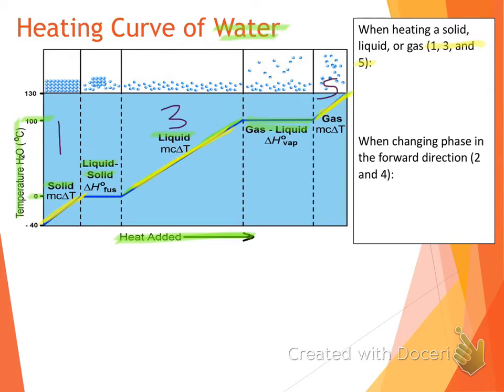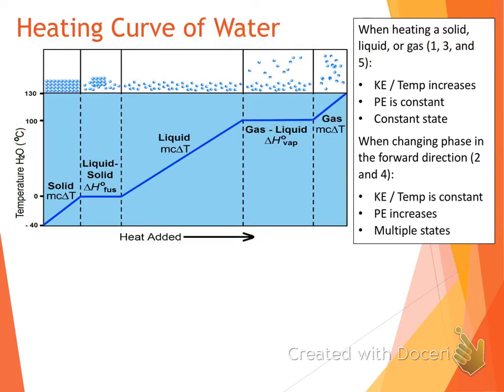As temperature is increasing, so is kinetic energy. Kinetic energy and temperature are directly related. But the potential energy is not changing because we are staying in one constant state of matter. So kinetic energy and temperature will be increasing, potential energy staying constant because we have a constant state happening. Potential energy stays constant because IMFs are not changing. Our molecules are just moving faster, aka more kinetic energy.